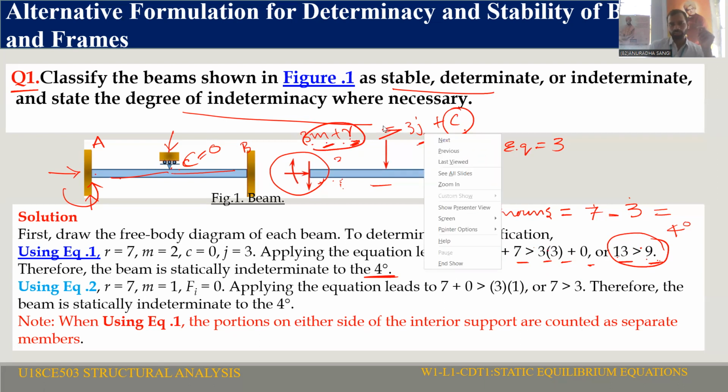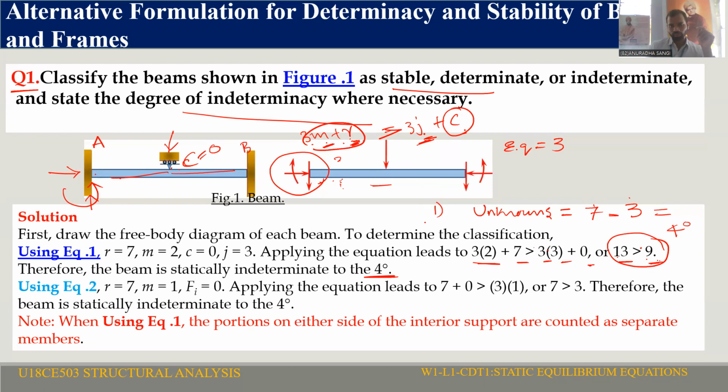To calculate the indeterminacy of the structure, we have to deduct 3j plus c from 3m plus r. If you solve this, that is 13 minus 9, you will get 4. That is the degree of indeterminacy, 4 degrees of indeterminacy. Like that, you need to calculate the degree of indeterminacy of the given structure.